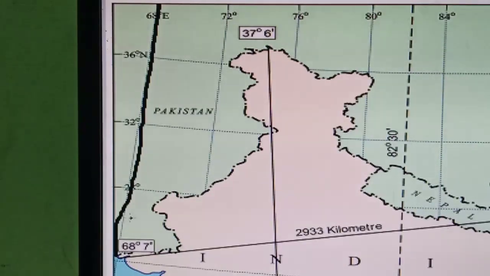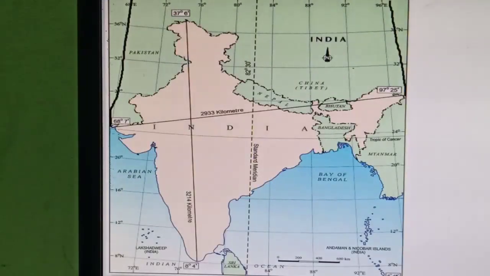And one imaginary line divides India into two equal parts, that is known as Tropic of Cancer. This line is Tropic of Cancer. What is the degree of Tropic of Cancer? That is 23.5 degree north.